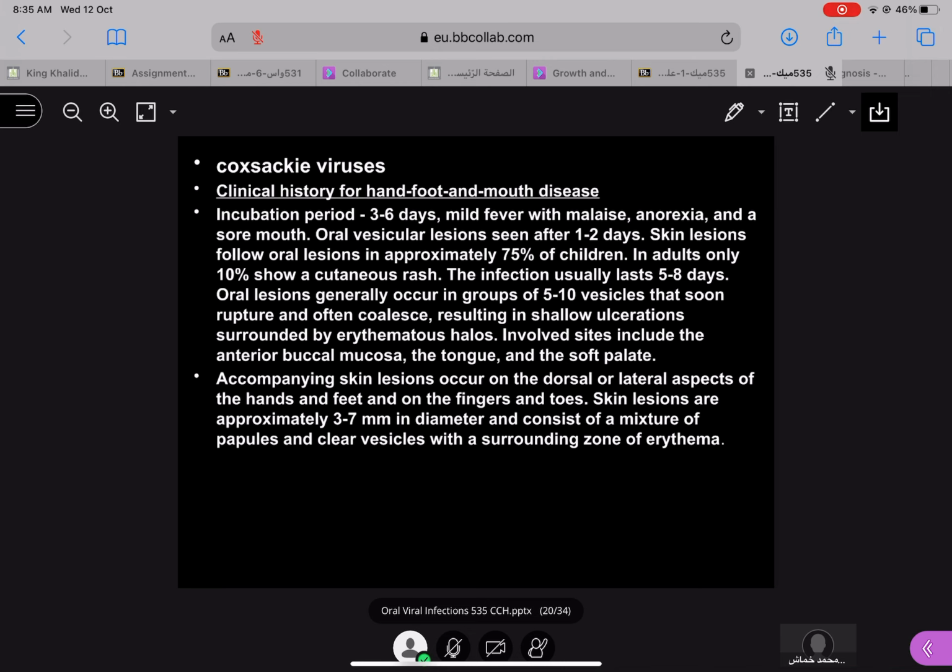Skin lesions occur on the distal and lateral aspects of the hands and feet, and on the fingers and toes. Skin lesions are approximately 3 to 7 millimeters in diameter and consist of a mixture of papules and clear vesicles with a surrounding zone of erythema.